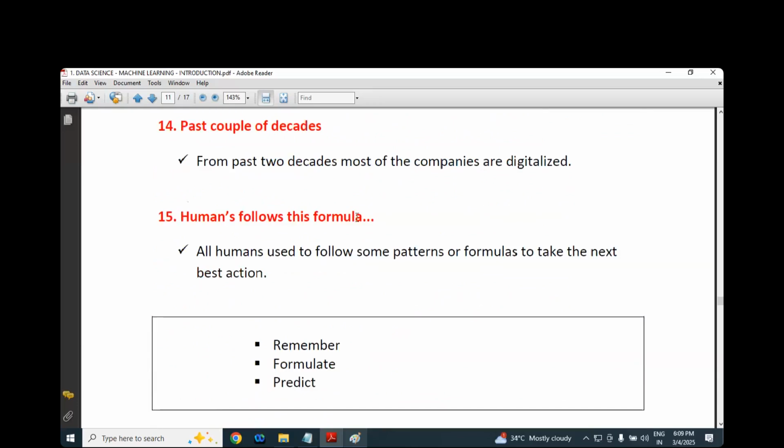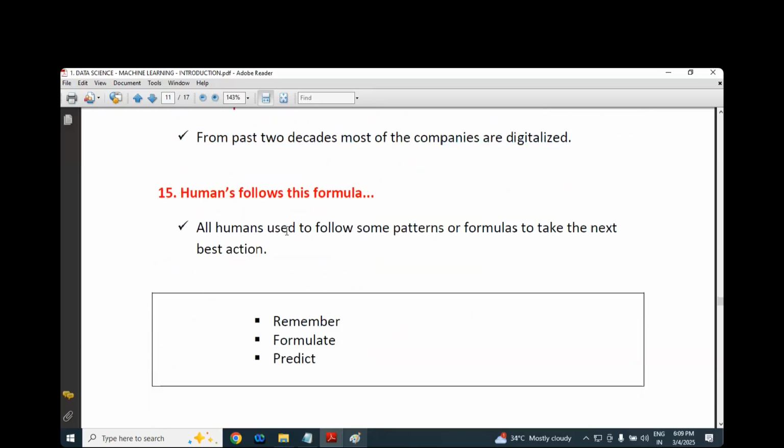Humans follow one formula. All humans used to follow some patterns or formulas to take the next step, the next best action. What is the first one, sir? Remember. Talk with me. Next one, formulate. Create some formula. Formulate in the sense, create some formula. The next one is what exactly? Predict. Okay, quite interesting.